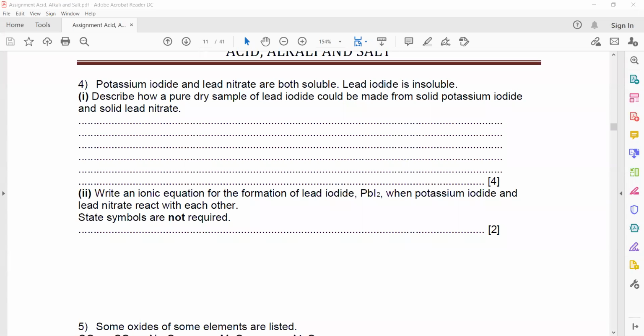Lead iodide is yellow in color. But mentioning a color is not having marks here, because here they don't want you to mention a color. What they want is how you prepare lead iodide. Lead iodide and silver iodide are yellow in color.